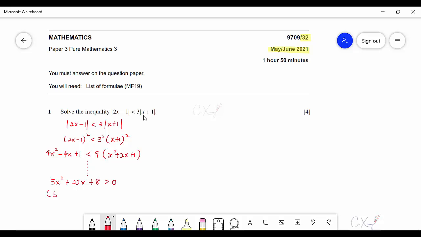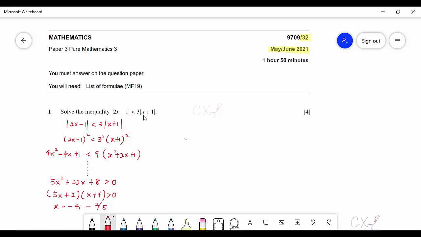So you have to try to get the critical values for x. That means you try to solve for the value of x. From here, I think you are able to get two values. You can factorize it and you'll get two values, where x can be equal to -4 and the other value of x can be -2/5.